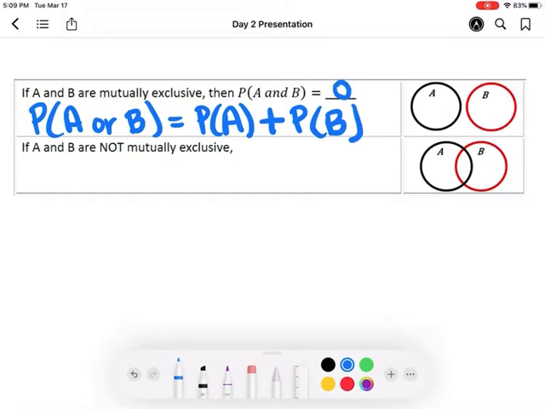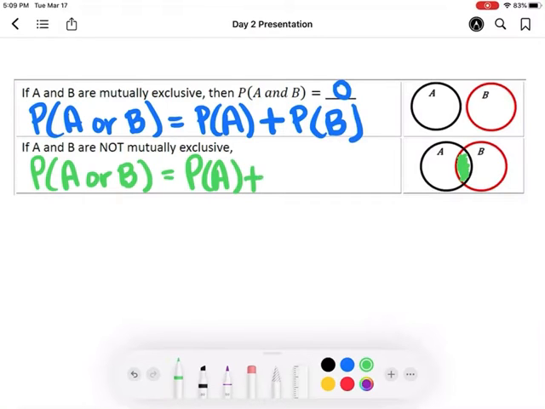So what happens if A and B are not mutually exclusive? So there is this little bit of overlap where something could be counted twice. Well, then my formula for the probability of A or B happening would be the probability that event A happens plus the probability that event B happens minus the probability that A and B happen at the same time.